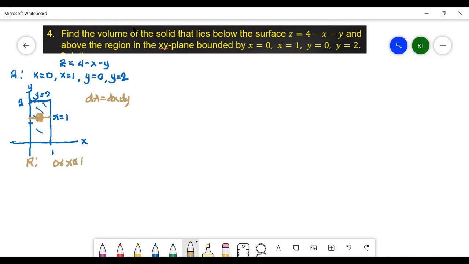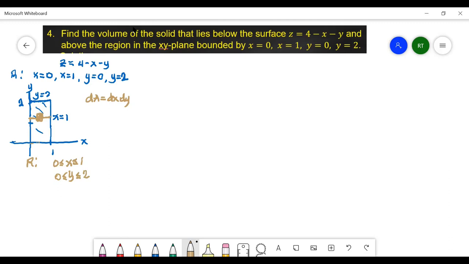Kaliwa pa kanan. Okay. Now, what about y? Ano yung magiging interval ng y natin? Baba pataas. Okay, lower to upper. Ano yung magiging y lower natin? Magsisimula sa x-axis. And what is y sa x-axis? From 0. Okay, good. Up to? 2 po, ma'am. Up to 2. Okay, very good. So, tatandaan ha, kaliwa pa kanan, baba pa taas.